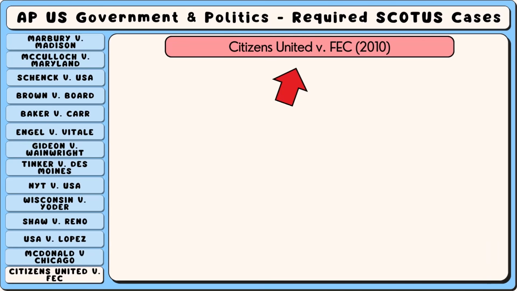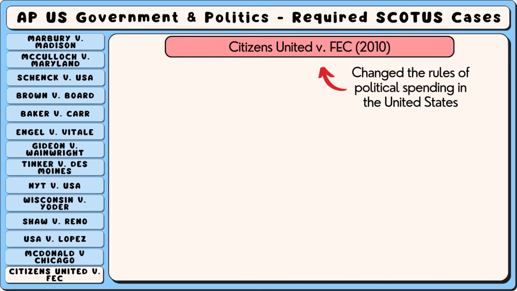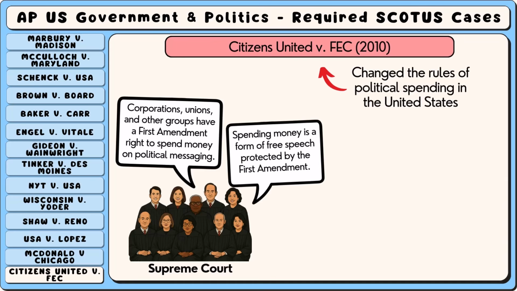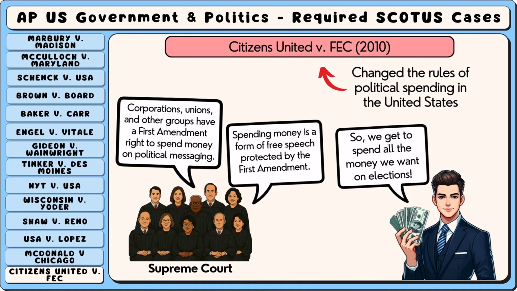The final required Supreme Court case is Citizens United versus Federal Election Commission. This case is significant because it changed the rules of political spending in the United States. The court held that corporations, unions, and other groups have a First Amendment right to spend money on political messaging because spending money was a form of free speech. This ruling helped open the door to large-scale political spending by outside groups, which still influences elections today.